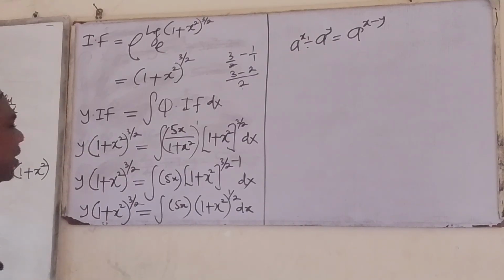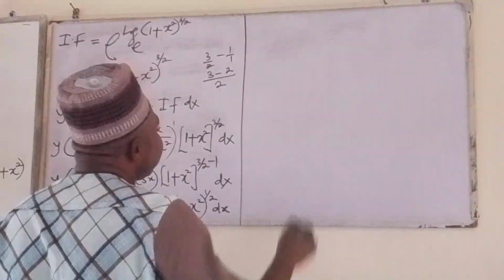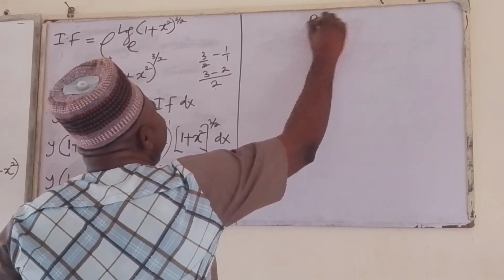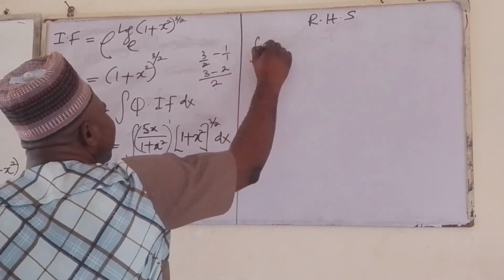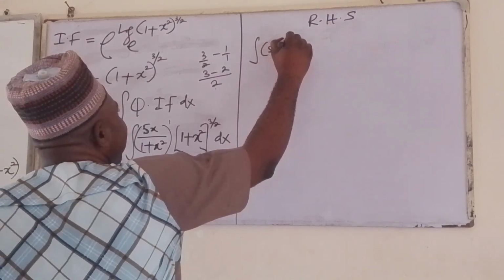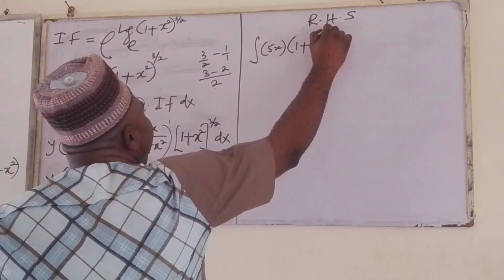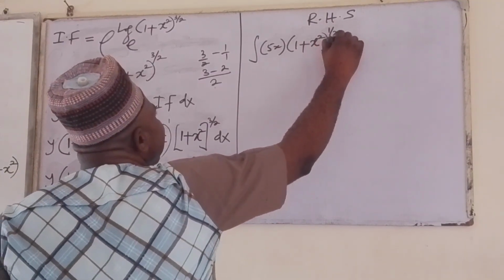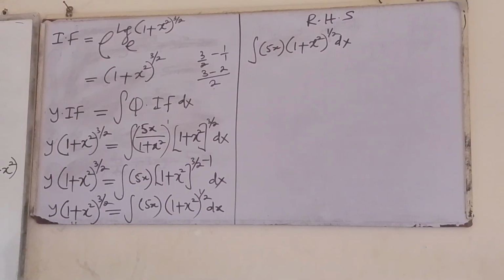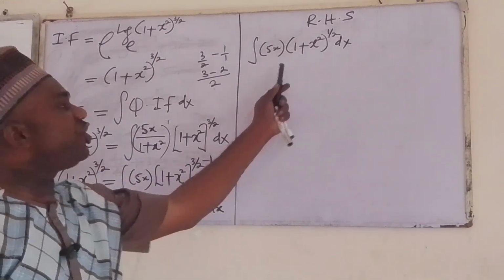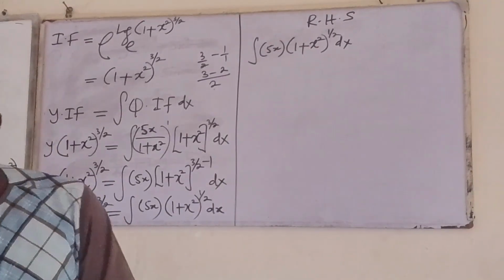So now let's look at the right hand side. Now we are integrating. Integral 5x, then here we have 1 plus x squared all raised to the power of half, then here we have dx. Now, this is the case whereby when you differentiate the coefficient, it gives the other function.